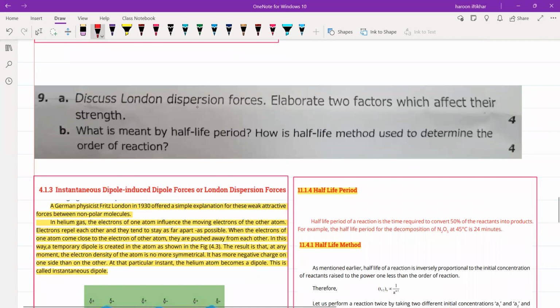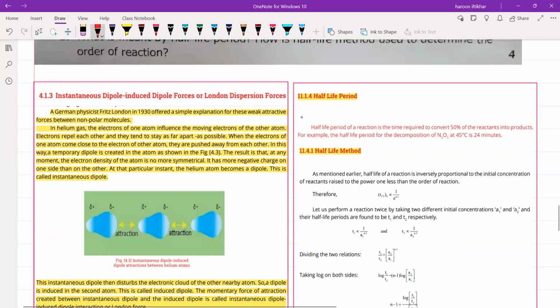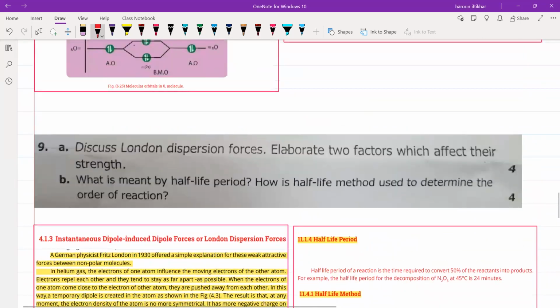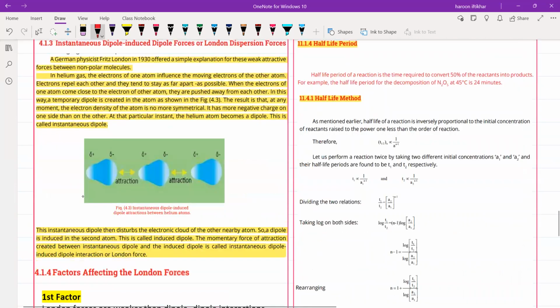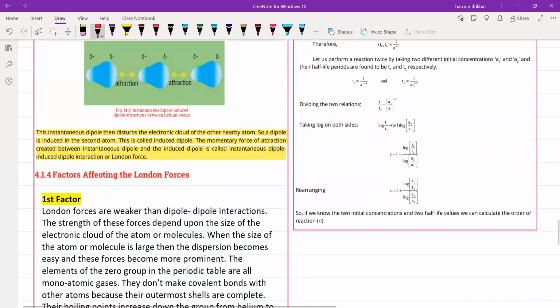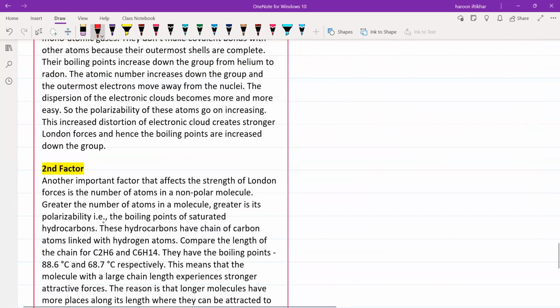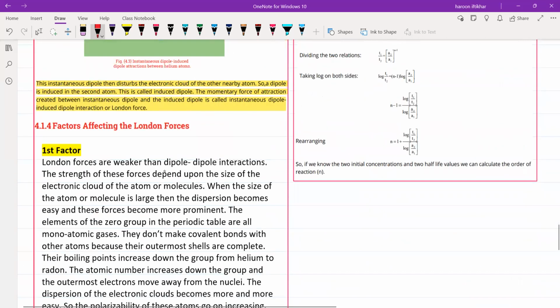Okay, the question 9 is about London dispersion forces. Elaborate two factors. Okay, two factors mean 2 marks for discussion of London forces and 1 mark for each factor. So London dispersion force is a momentary force of attraction between instantaneous dipole and induced dipole. That's the definition. The first factor and the second factor, I have mentioned these two factors separately.